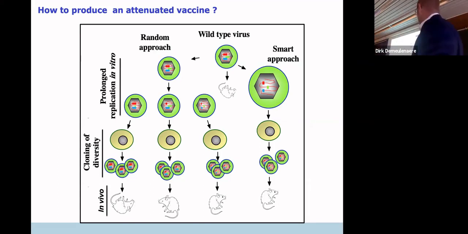Then once you have generated this diversity, you cannot, of course, administer a vaccine with a mixture of different genotypes. So you need to go through a cloning procedure. You clone these variants, then expand them to obtain pure populations of these different variants. And then finally, you test them in vivo. What you're looking for is a virus that is still able to replicate in cell culture, but doesn't make the mice sick when you administer it.